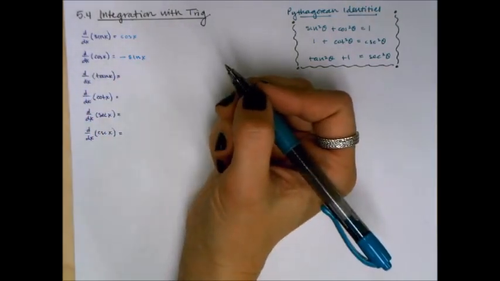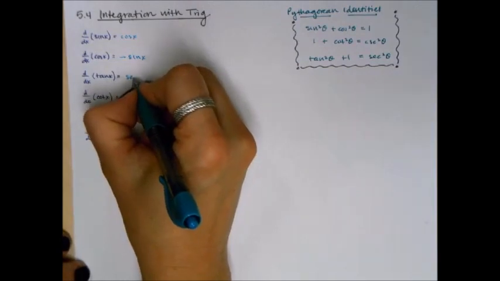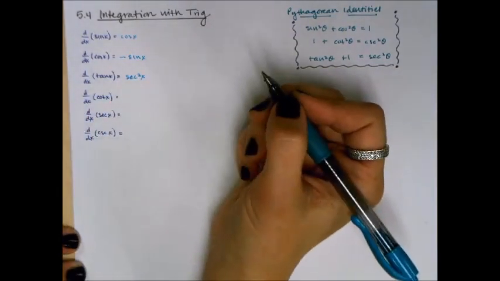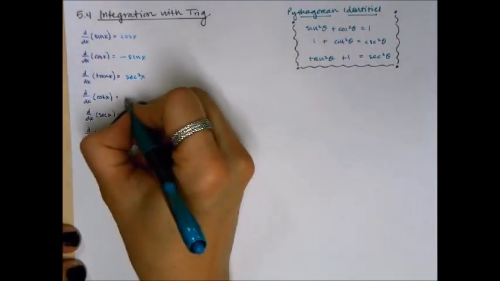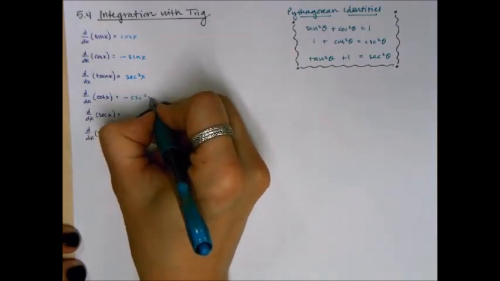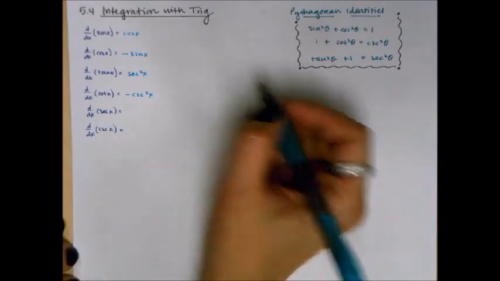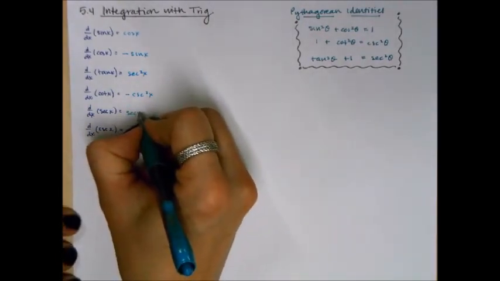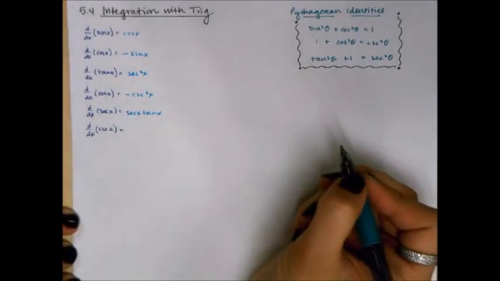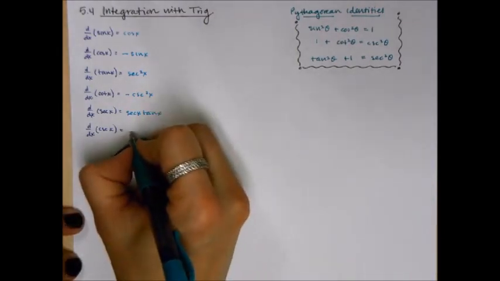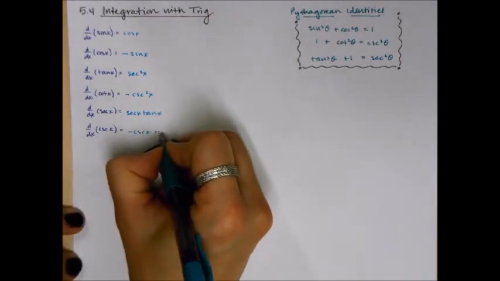The derivative of tangent is secant squared. The derivative of cotangent is negative cosecant squared. The derivative of secant is secant tangent. And the derivative of cosecant is negative cosecant cotangent.